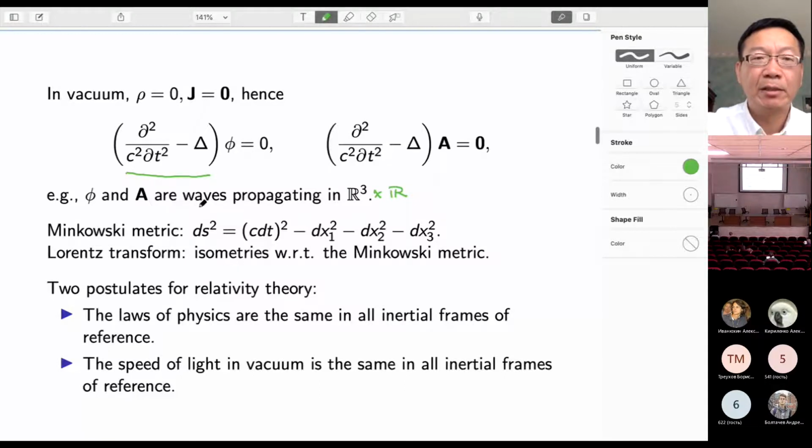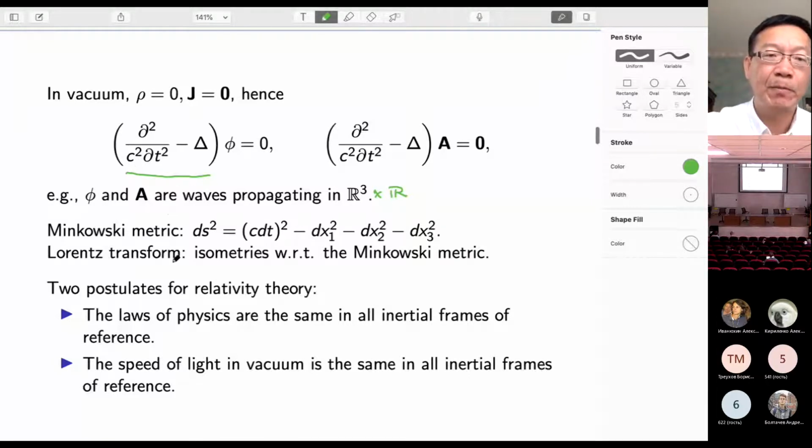So that means that the Maxwell equations are invariant under this change of inertial frames. That basically explains the reason for this postulate of special relativity: the laws of physics are the same in all inertial frames of reference. Moreover, because the speed of light shows up explicitly in this equation, the change of inertial frames will not change the speed of light, because this is a constant.